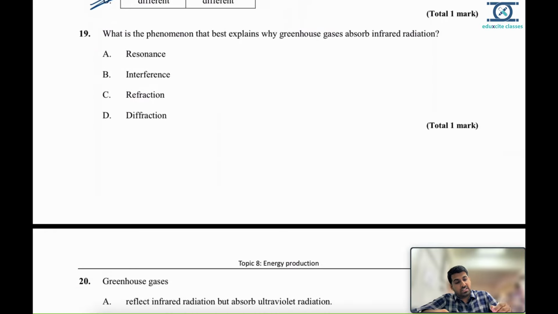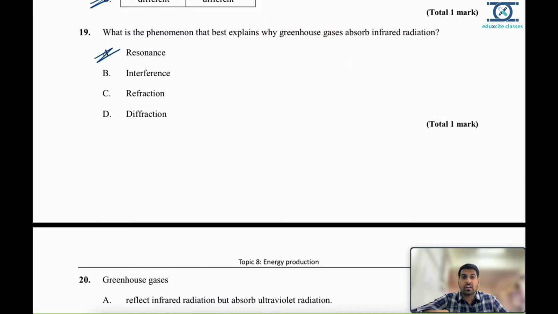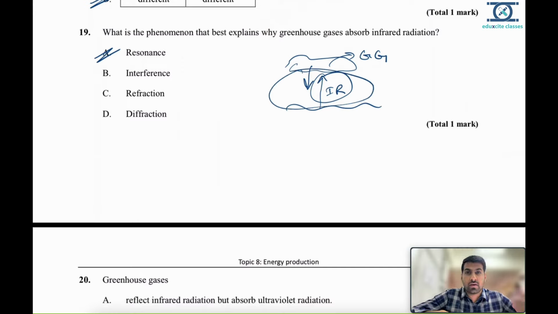What is the phenomenon that best describes why greenhouse gases absorb infrared radiation? Now this is a direct question, which is known as the resonance effect, or the phenomenon of resonance. When radiation is radiated from the Earth's surface, it is generally in the form of infrared radiation. Now the gases present in the atmosphere: these frequencies or wavelengths match with the frequencies of the greenhouse gases, which ultimately reflect back to the Earth's surface.